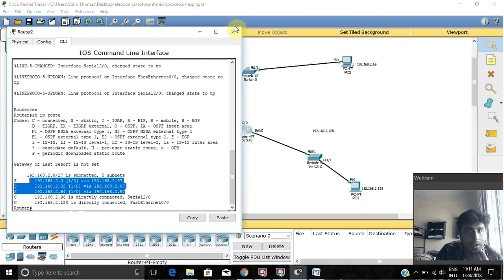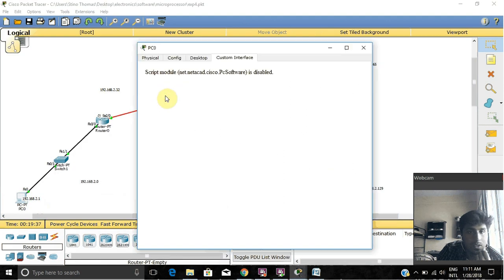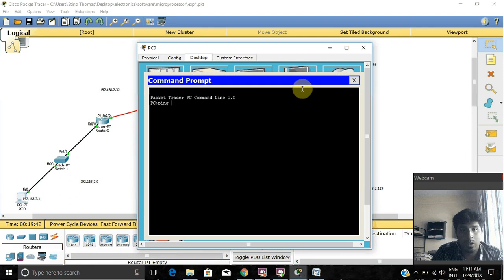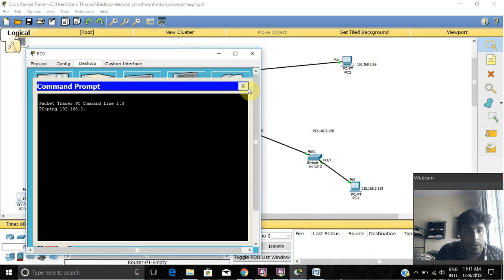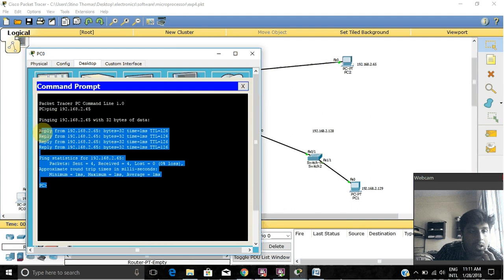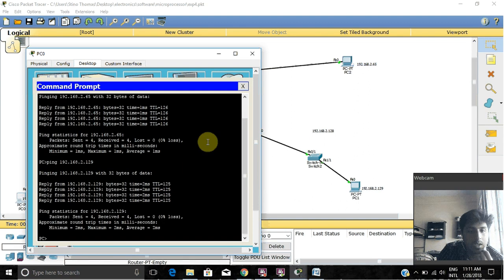And now let's try to ping and see whether it is working or not. So we'll start with this, and we have the command prompt. So we'll try to ping 192.168.2.2. What was the IP address of this one? 65. Yes, it is successfully happening. 4 packets sent and received. And let's try with the other one as well. 129. Yes, ping is working correctly.